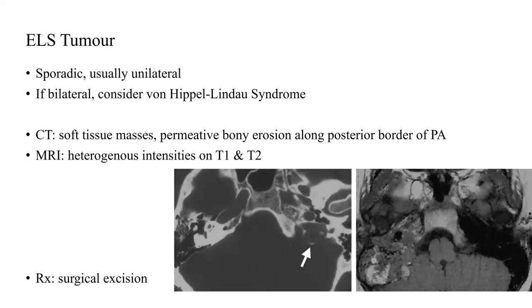Endolymphatic sac tumors are usually sporadic and usually unilateral, but if they occur bilaterally, one should consider the diagnosis of von Hippel-Lindau syndrome. CT scan would usually show soft tissue masses with permeated bony erosion, and obviously because of the situation of the endolymphatic sac along the posterior border of the petrous apex, that's where the epicenter of the tumor would be located. On MRI imaging, you can see heterogeneous intensities on T1 and T2, but again, the situation in the posterior border of the petrous apex is characteristic.